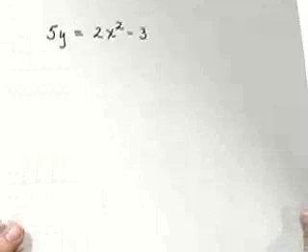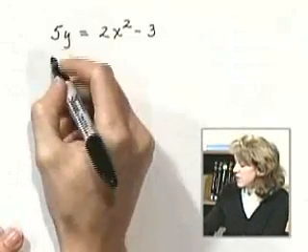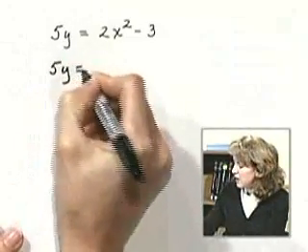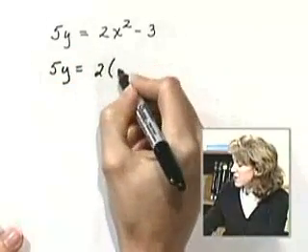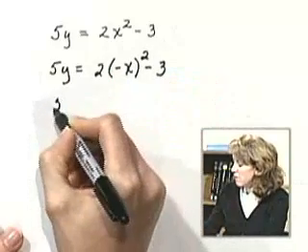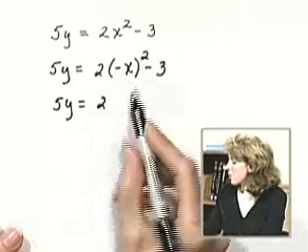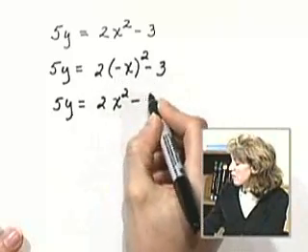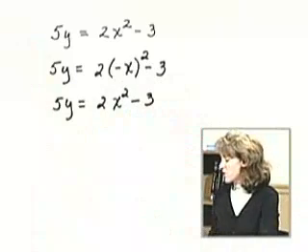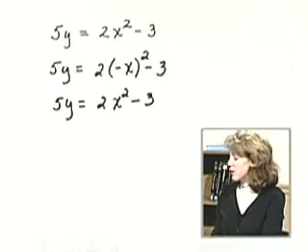So let's take a look at the original equation. And what we'll want to do is to replace x with the opposite of x. So we have 5y equals 2, and again I'm replacing x with the opposite of x, squared minus 3. Now simplifying this, the opposite of x squared is just x squared, minus 3. And that is identical to the original equation, so that verifies our result, that it is symmetric with respect to the y-axis.